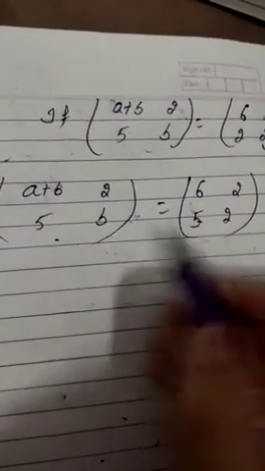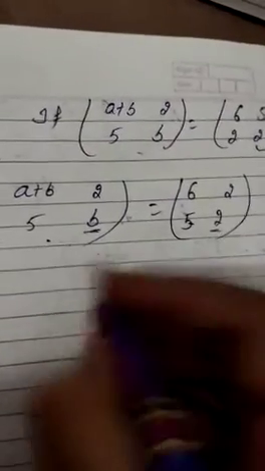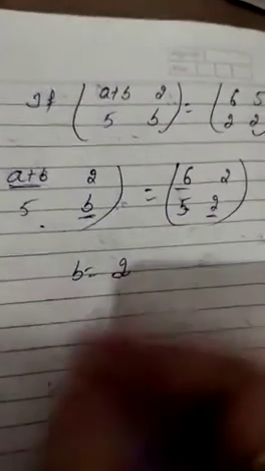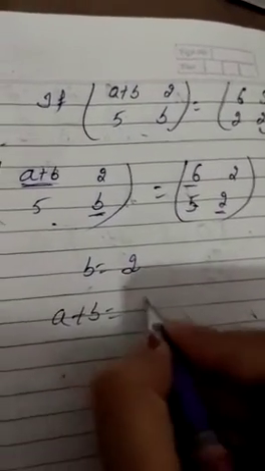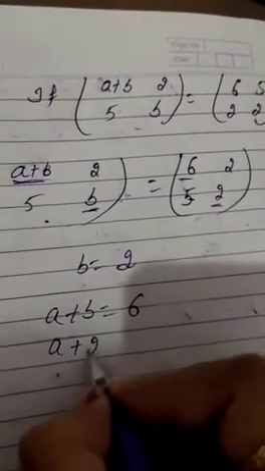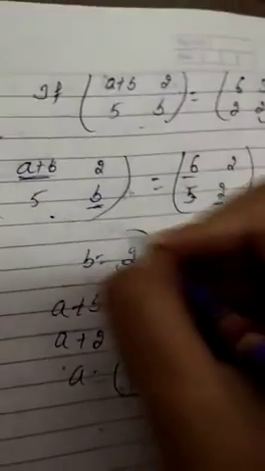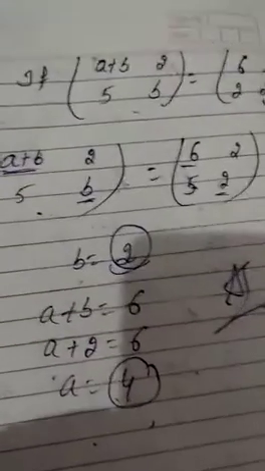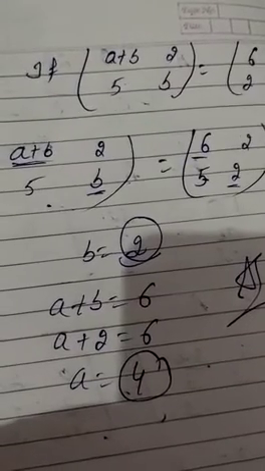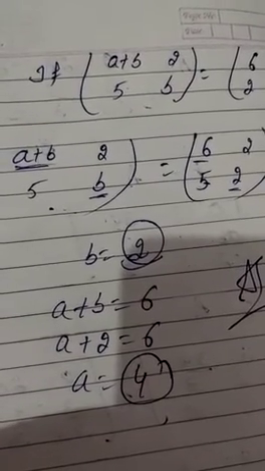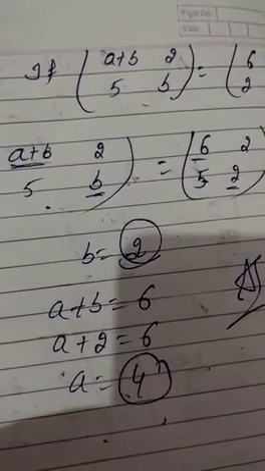Now these two matrices are equal, so compare the values. b is equal to 2. From the first, a plus b is equal to 6, so a plus 2 is equal to 6. So a is equal to 4. So a value is 4, b value is 2. This is your answer. In this way you are able to find the answers of different questions.